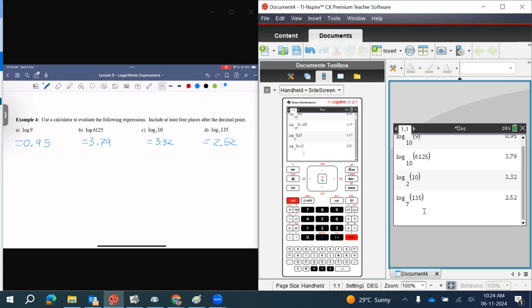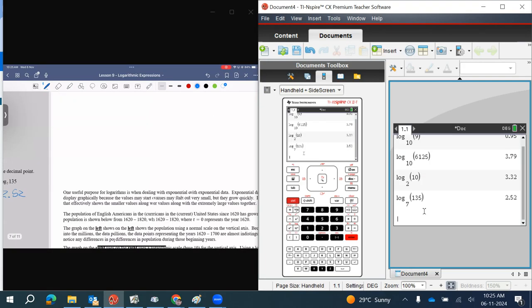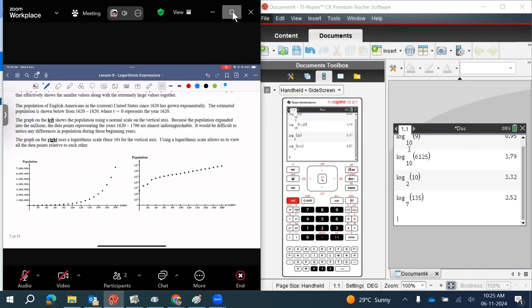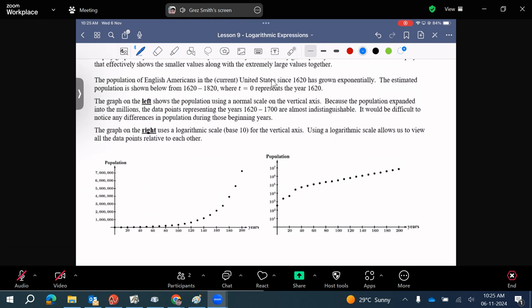If you need help with your calculator, call me over and I'll come and show you how to do it. Okay, so next up, we are going to look at logarithmic scales.